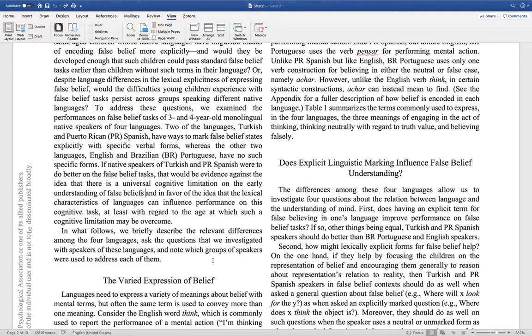In what follows, we briefly describe the relevant differences among the 4 languages, ask the questions that we investigated with speakers of these languages, and note which groups of speakers were used to address each of them.